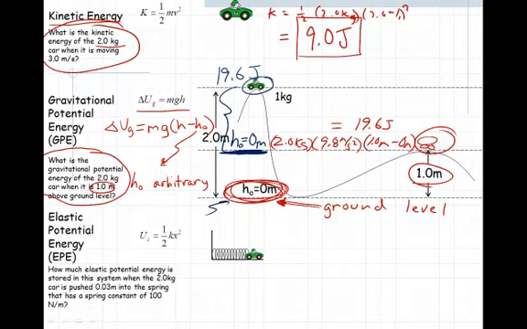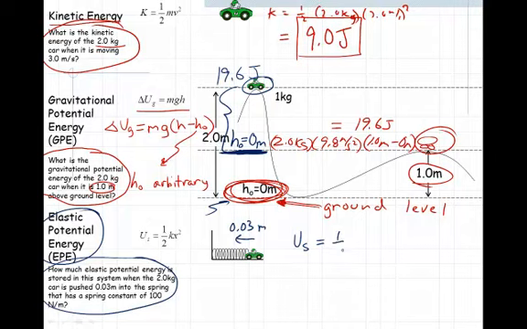Now, the final example that we'll look at is elastic potential energy. This question says, how much elastic potential energy is stored in this system when a 2 kilogram car is pushed 0.03 meters into the spring that has a spring constant of 100 newtons per meter? So we're taking this car and we're pushing it in a distance of 0.03 meters. So to find its elastic potential energy, we would simply put that into our equation.